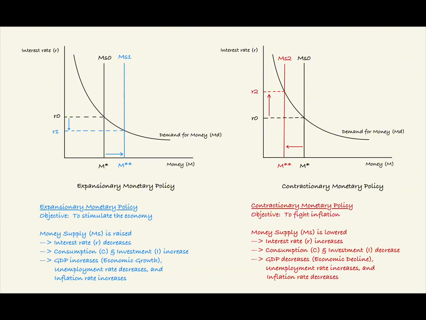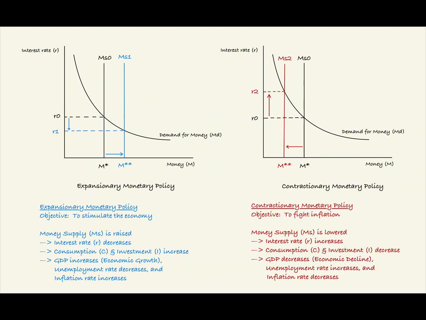Now let's take a look at how expansionary monetary policy and contractionary monetary policy affect the economy. Suppose the central bank observes that the economy is slowing down or is becoming stagnant. In this case, the central bank will enact expansionary monetary policy. To do this, the central bank will increase the money supply.